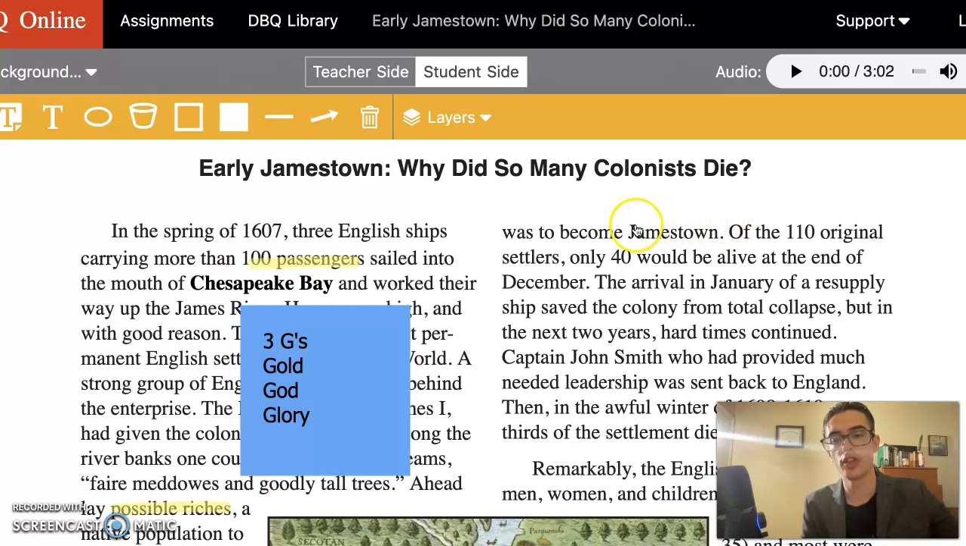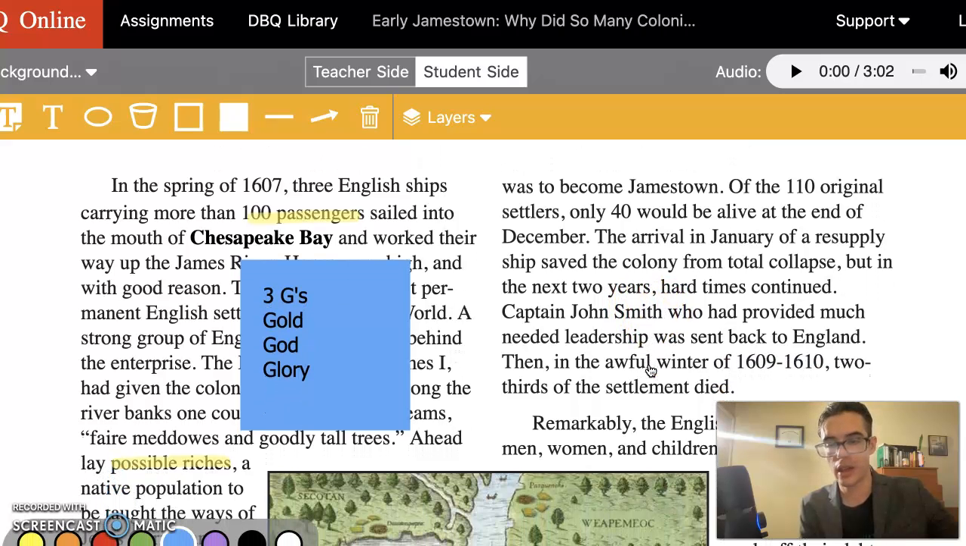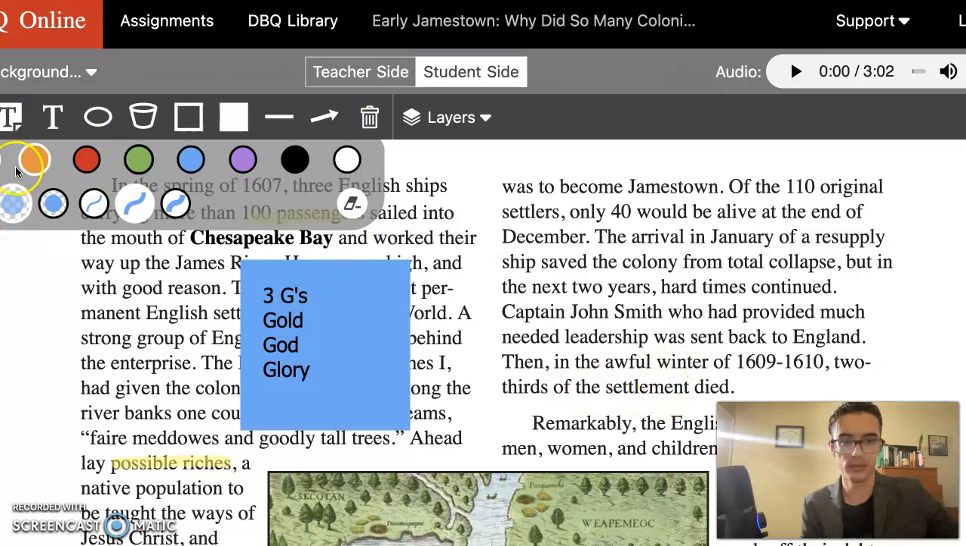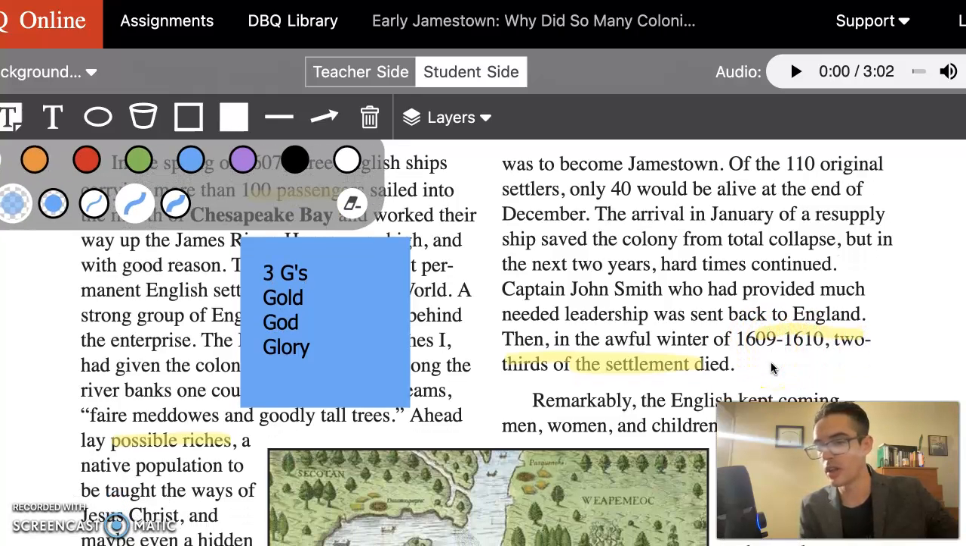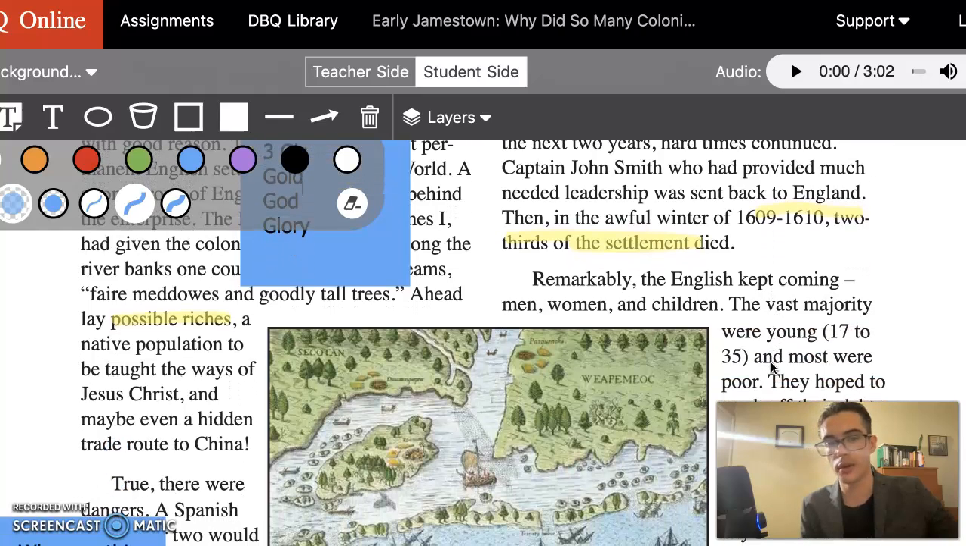Of the 110 original settlers, only 40 would be alive at the end of December. The arrival in January of a resupply ship saved the colony from total collapse. But in the next 2 years, hard times continued. Captain John Smith, who had provided much of the leadership, was sent back to England. And then there was a winter where 2/3 of the entire settlement died. Remember, 2/3 of 100 people is pretty dramatic, right? Again, if I lost those kind of numbers, I would not be on this video right now.